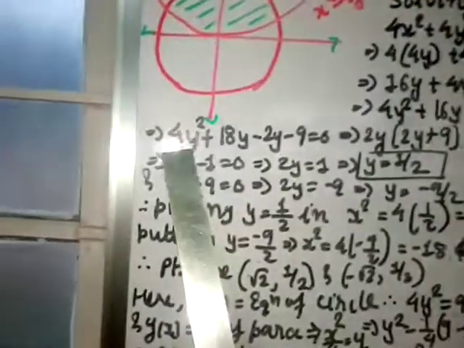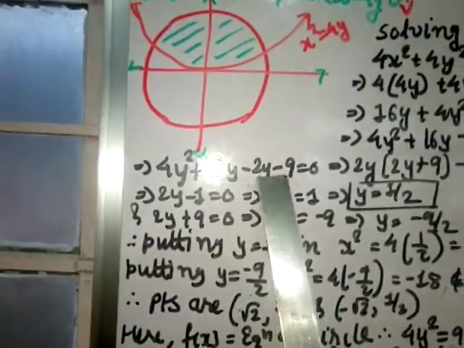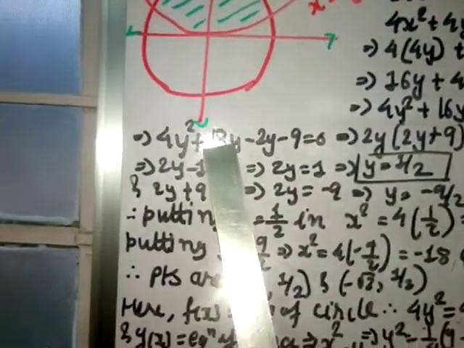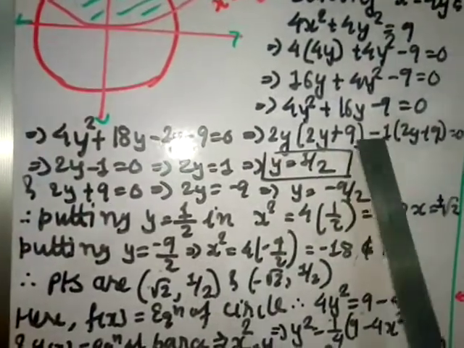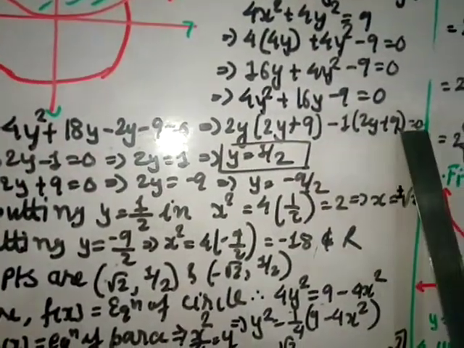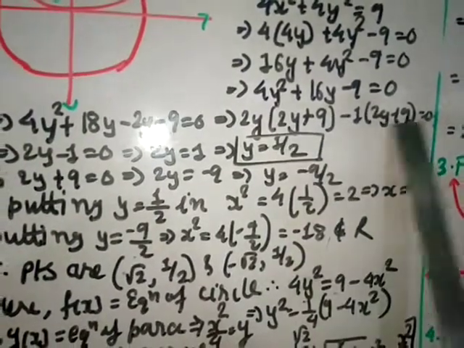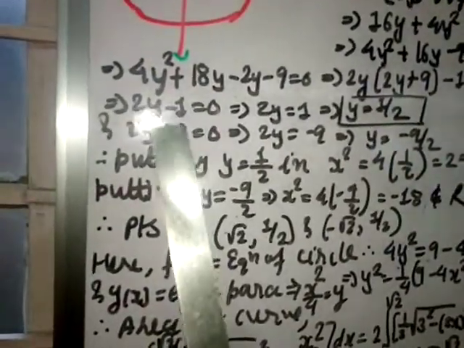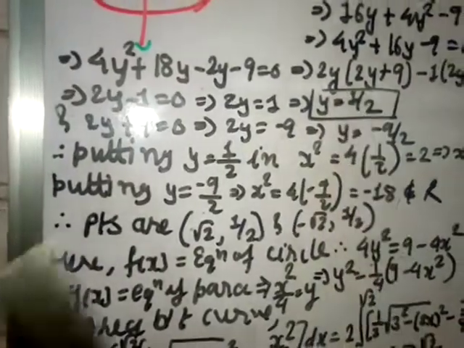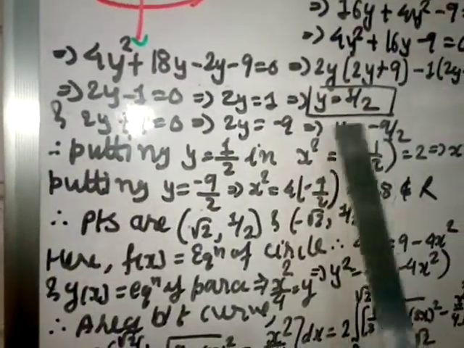Split the middle term, so we get 4y square plus 18y minus 2y minus 9 equal to 0. From here 2y common, 2y plus 9. Here minus 1 common, 2y plus 9. So 2y minus 1 equal to 0 and 2y plus 9 equal to 0. From here the y value is 1 by 2 and from here the y value is minus 9 by 2.